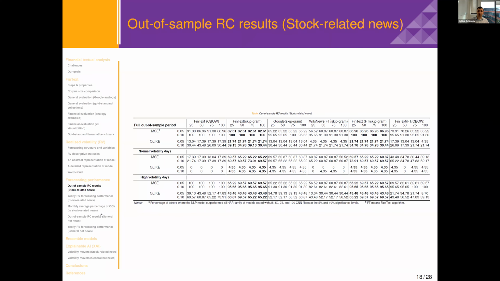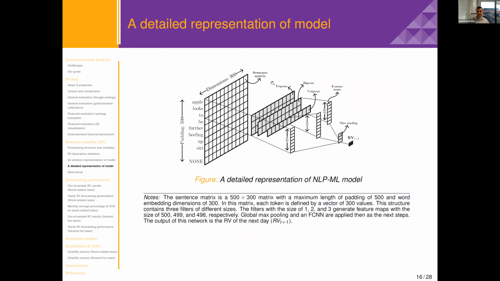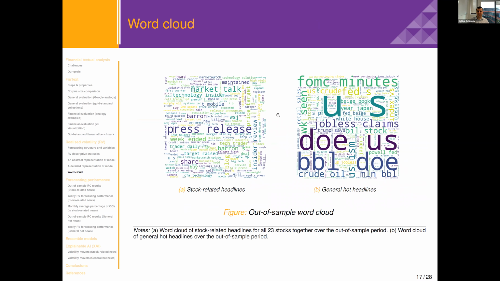The first thing, this is for reality checks results. As I told you, when it's higher, it's better. Full out of sample period, normal volatility days, and high volatility days. As you can see, for most of the cases, fintechs is showing very good and high performance. And also the most improvement in performance is coming for high volatility days. So we can conclude that we are talking about high volatility days and the stock-related news together.